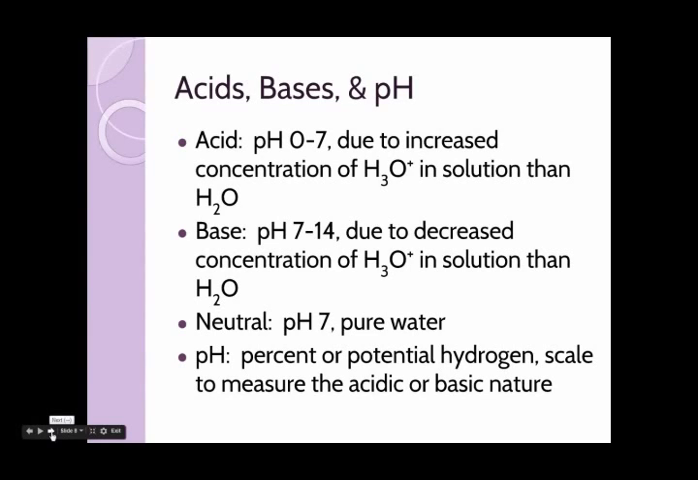Acids, bases, and pH. A solution can be acidic, and an acidic solution has a pH of 0 to 7 due to the increased concentration of hydronium in a solution of water. Base has a pH of 7 to 14 due to the decreased concentration of hydronium in the solution of H2O. A neutral is pure water, and it has a pH of 7. pH is called percent hydrogen or potential hydrogen, and it's a scale to measure the acidic or basic nature of solutions.